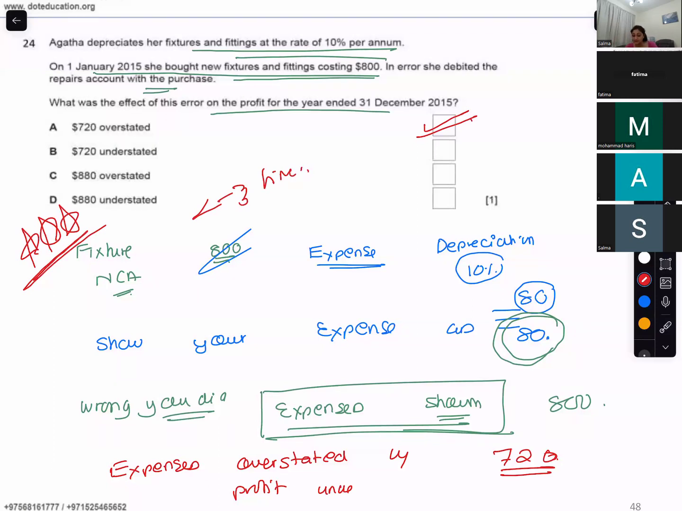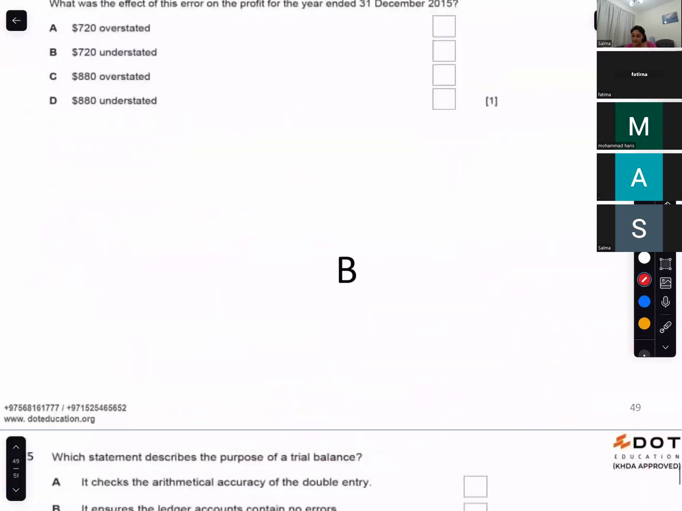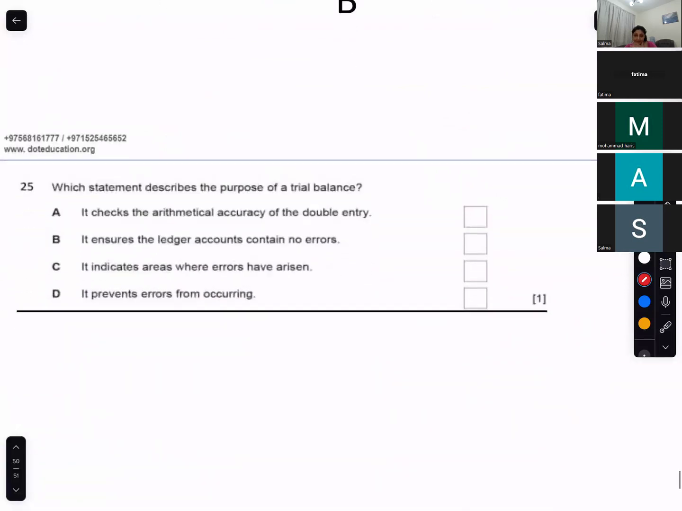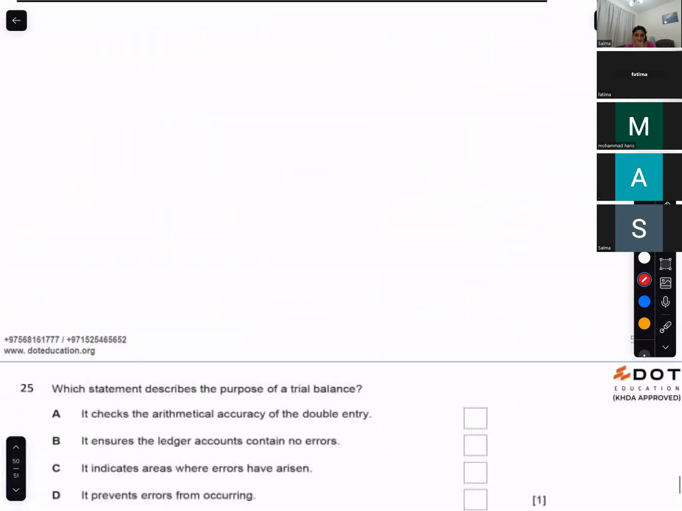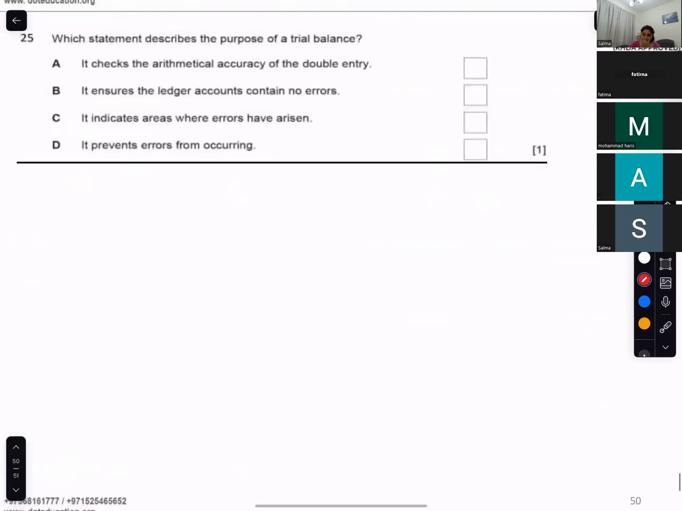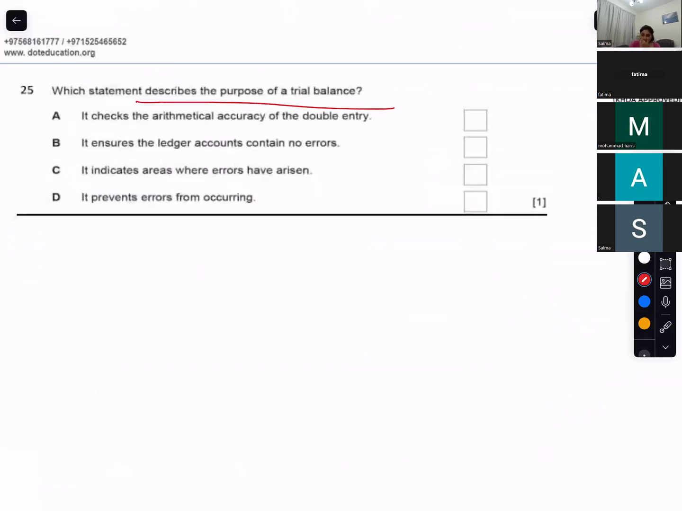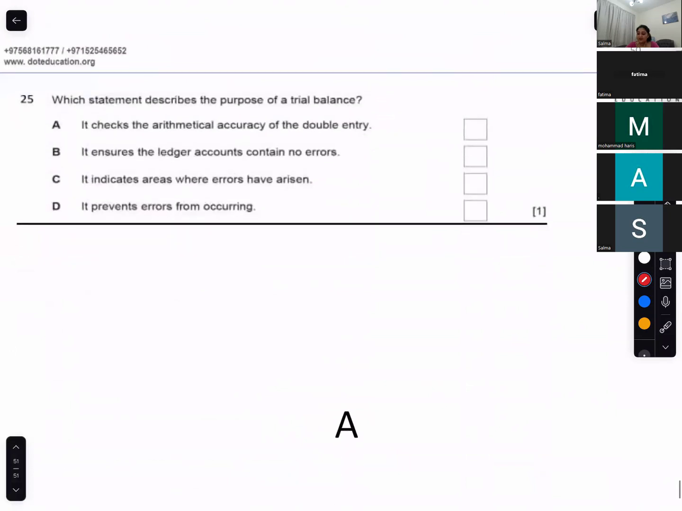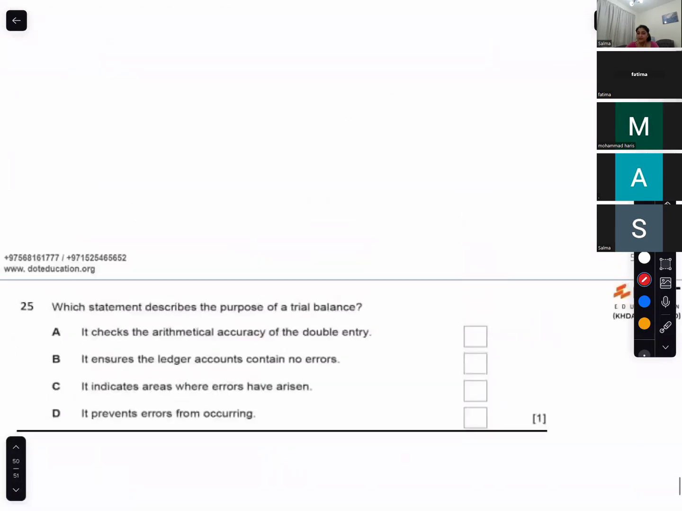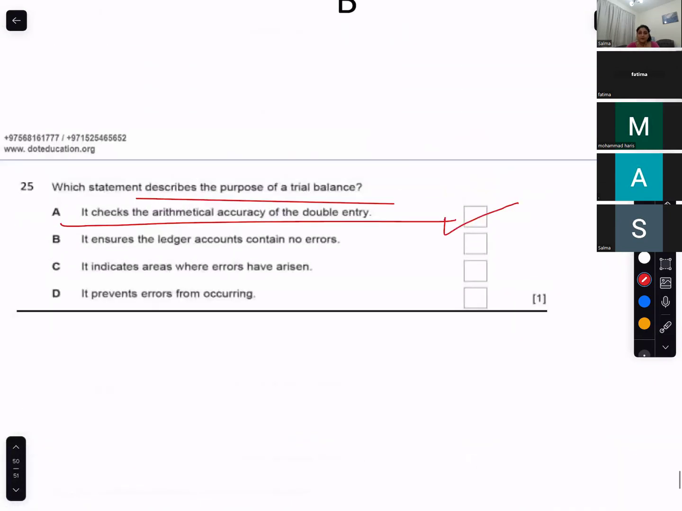Next. Which statement describes the purpose of a trial balance? Option A, it checks the arithmetical accuracy of the double entry. Yes, this one. So with this, we complete our worksheet 1 for errors. I hope it was clear.